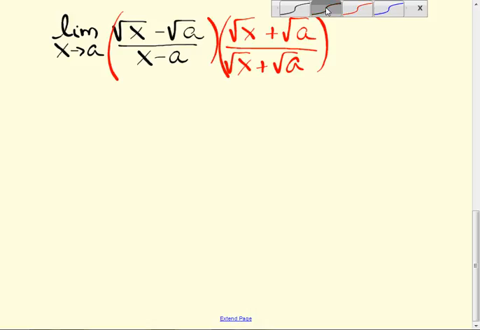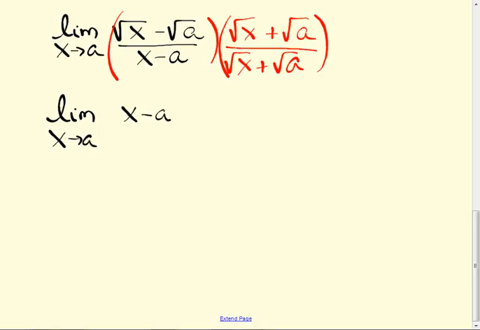You're going to get x minus a. So it's the limit as x approaches a of x minus a, and in the denominator, I have x minus a. I know you want to multiply that denominator out. Don't. Because what's going to happen to the x minus a's? They're going to cancel.